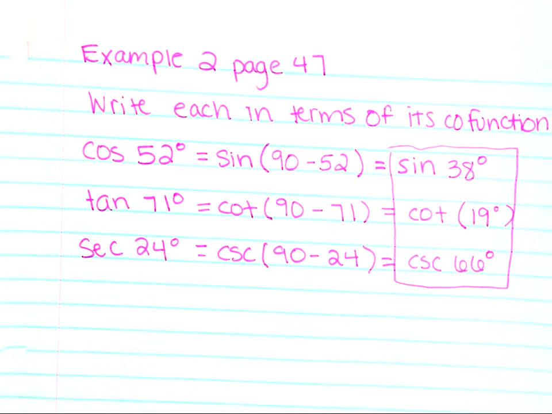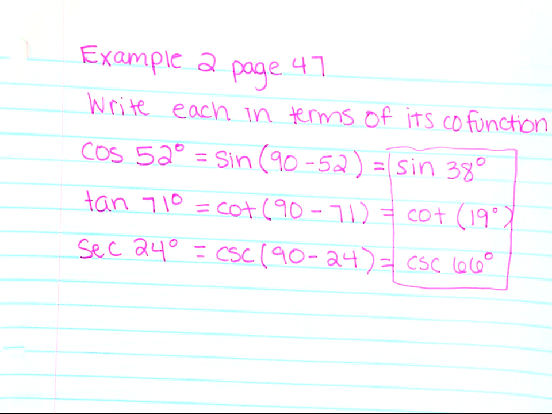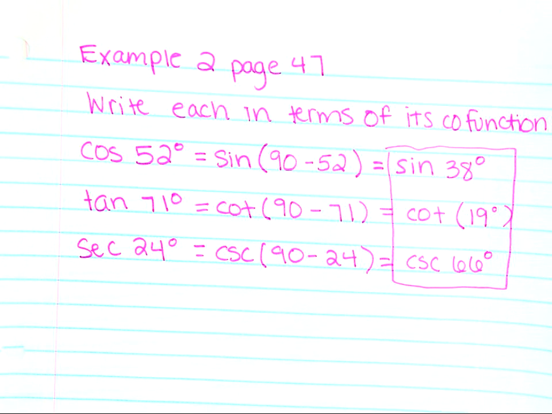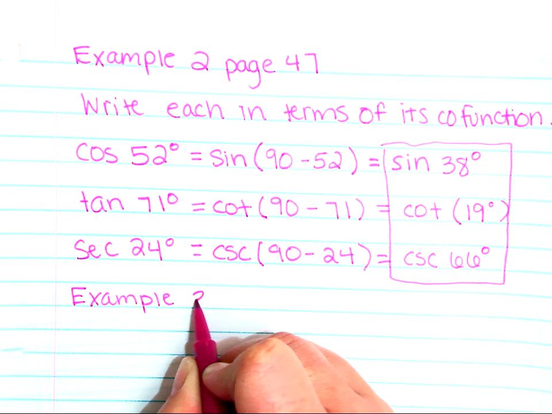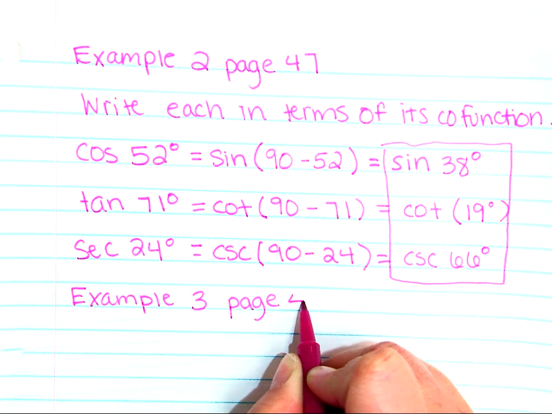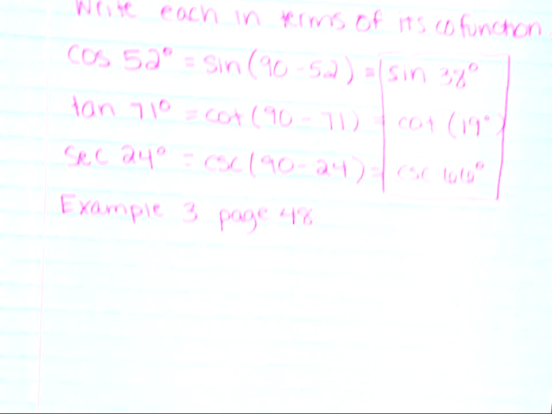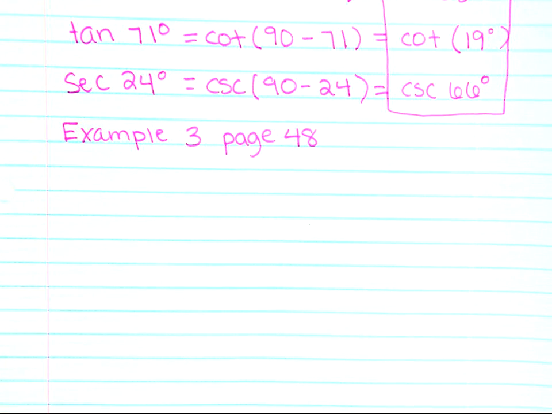So again, sine and cosine are cofunctions, tangent and cotangent are cofunctions, secant and cosecant are cofunctions. Example 3 on the next page just involves a little bit more algebra manipulation. Still using the knowledge that sine and cosine are cofunctions, tangent and cotangent are cofunctions, and secant and cosecant are cofunctions. So if you look, it says find one solution for each equation. Assume all angles involved are acute. Remember, cofunctions only work when we're talking about two acute angles.